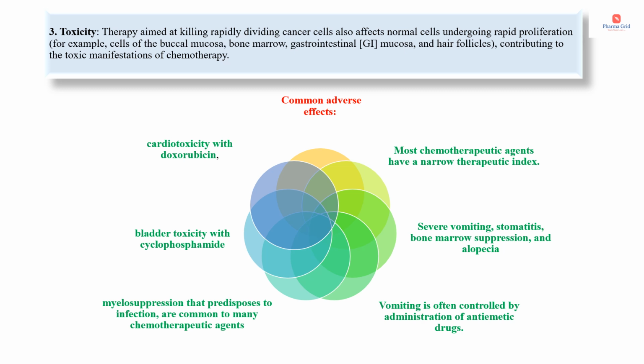So here you can see the common adverse effects. Cardiotoxicity associated with doxorubicin, bladder toxicity with cyclophosphamide, and myelosuppression that predisposes to infection are common to many chemotherapeutic agents. Then most chemotherapeutic agents have a narrow therapeutic index: severe vomiting, stomatitis, bone marrow suppression, and alopecia. Vomiting is often controlled by administration of antiemetic drugs. Specific drugs we will discuss in detail in the coming slides.